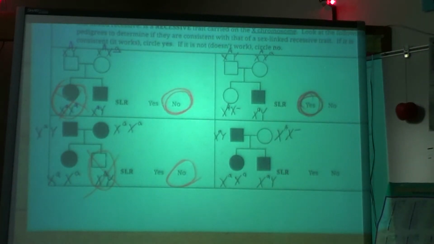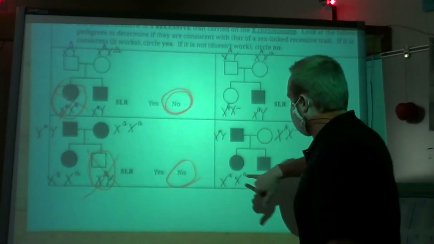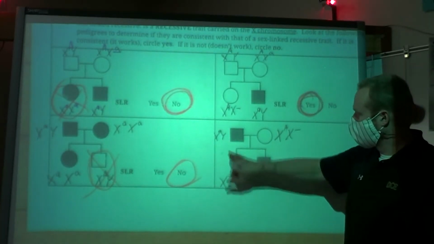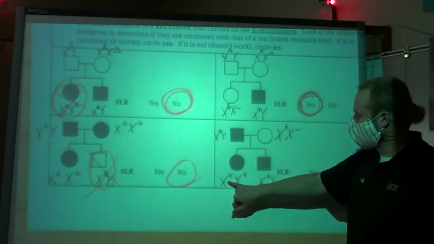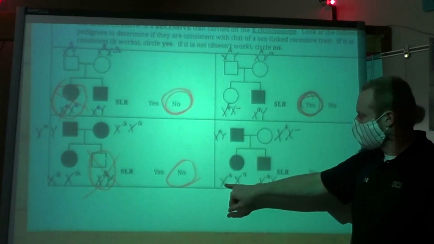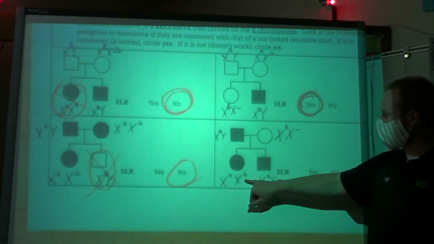Is this possible or not possible? Consistent or not consistent, I guess, is maybe the terminology we've been using. Yeah, this is possible, right? This daughter can get an X little a from dad, and if this X little a came from dad, where did this one have to come from?